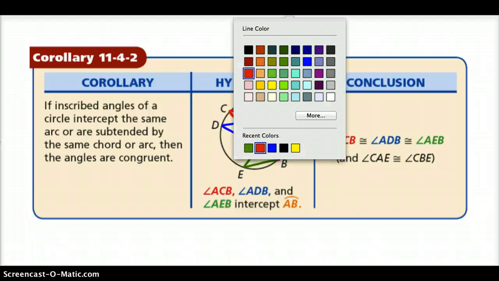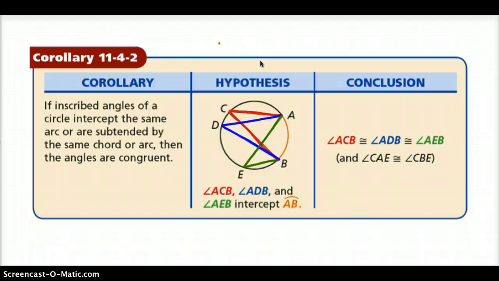I'm going to switch to the orange that they have here. This intercepted arc, arc AB, subtends all of those different inscribed angles. So therefore, what we conclude is that the measures of all of these inscribed angles are the same. They're actually congruent.